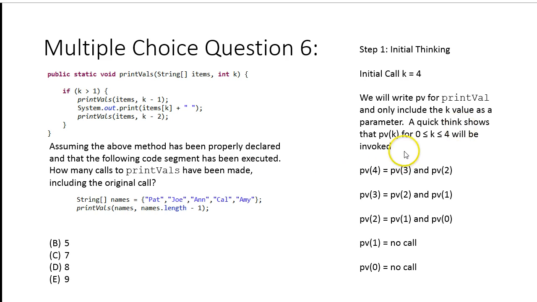Quick think shows that PV for k for 0 less than or equal to k, which is less than or equal to 4, will be invoked. So PV at 4 will call PV at 3 and PV at 2. PV at 3 will call PV at 2, PV at 1. PV at 2 will call PV at 1, PV at 0. And PV at 1 will have no call, and PV at 0 will have no call. Right? Because those are the base cases.